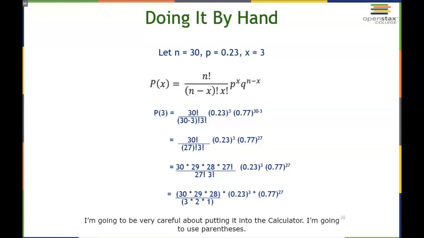I'm going to be very careful about putting it into the calculator. I'm going to use parentheses. Once I do that, parentheses 30 times 29 times 28, parentheses, divided by parentheses 3 times 2 times 1 in parentheses times 0.23 cubed times 0.77 to the 27th, I am going to get 0.0426. That's doing it longhand. And granted, you might mess up a few times before you get the hang of it, but that's doing it kind of longhand before I can put it into a relatively simple calculator to calculate it out.